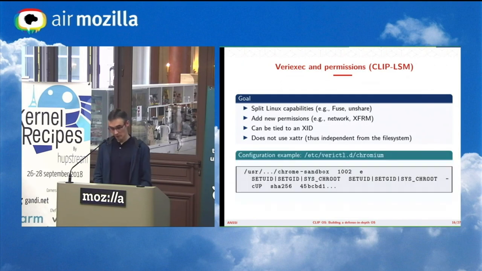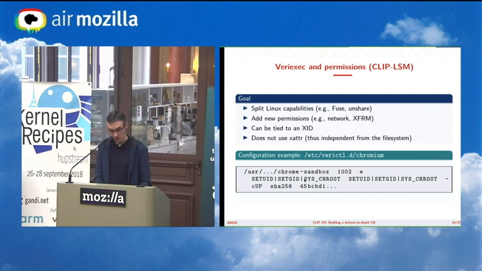So here is a simple example of what a configuration file can look like. Here it is for the sandbox of Chromium. You can see the first argument is a path. The second one is a container ID. So we want this rule to be applied only for this container if a process is started with this executable, so an ELF binary.